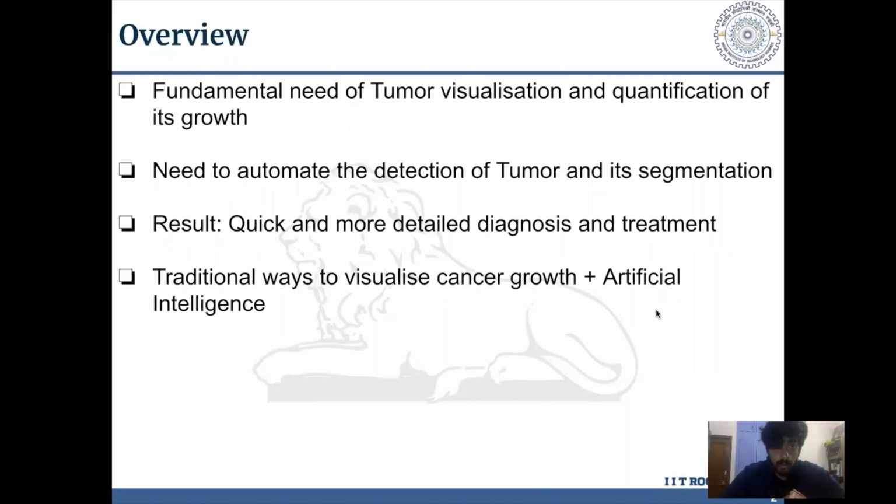So a bit of an overview of the project. In cancer research, there's a fundamental need of making the process of tumor visualization and quantification of its growth more efficient, right? To make that possible, there's a need to automate the detection and segmentation of tumor. So this project essentially focuses on the same need. The result of this project would try to form a baseline or a ground for a quick and more detailed diagnosis of cancer and its treatment.